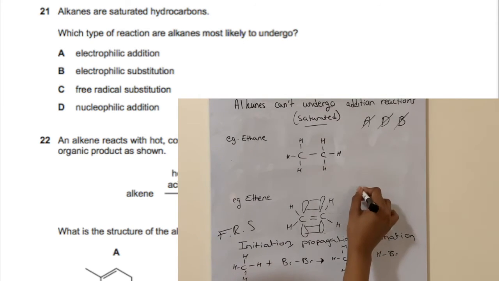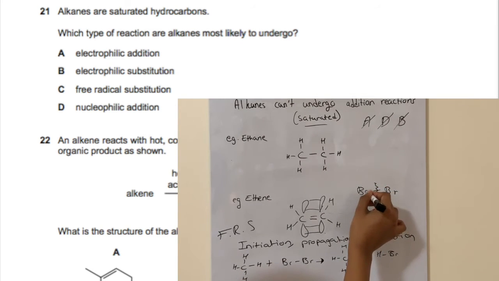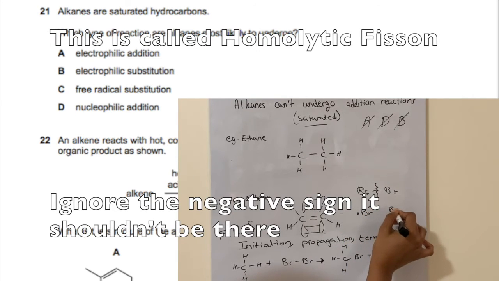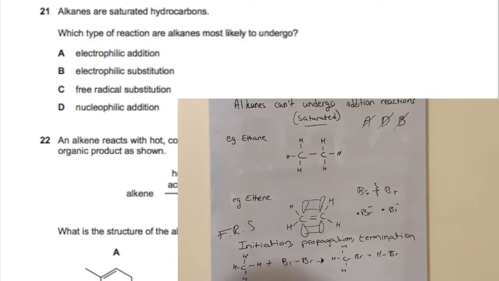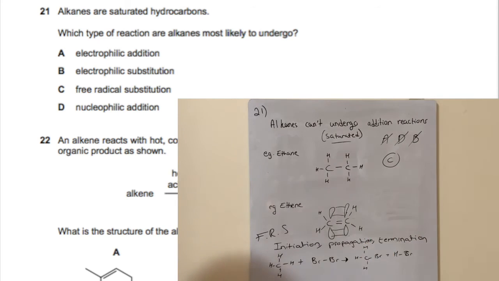Free radical substitution is basically when it just breaks in half, and then the electron goes with the bromine, so it becomes like this, and the other one's like that as well. And yeah, that's the free radical substitution, but we don't want to go into too much detail about it right now. If you want to see a full video on it, just let me know. So now that A, D, and B are eliminated, we know that C is the answer.